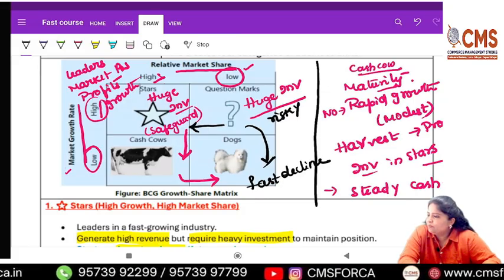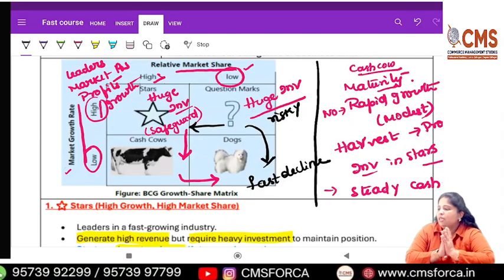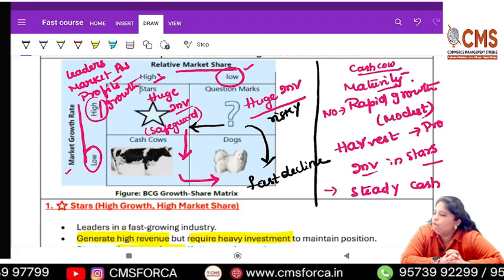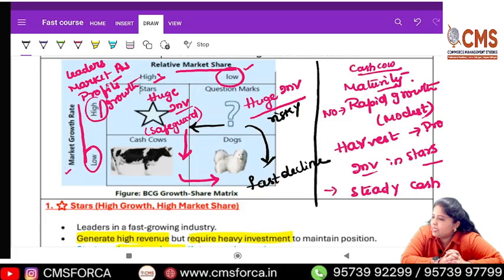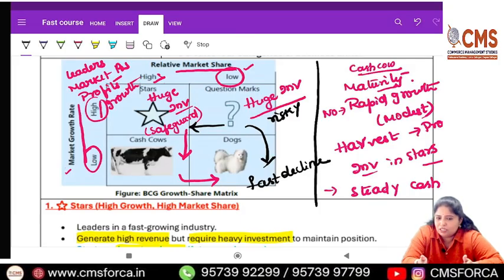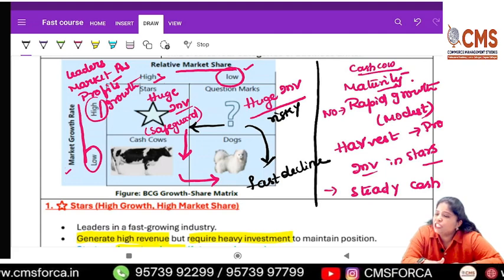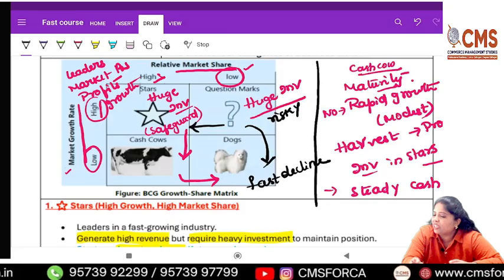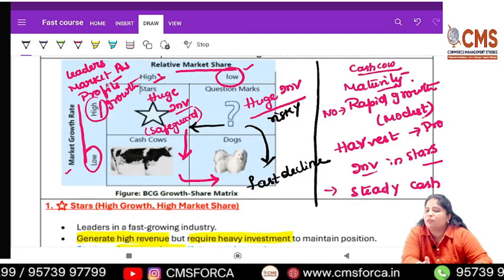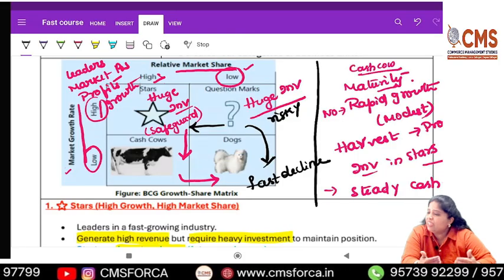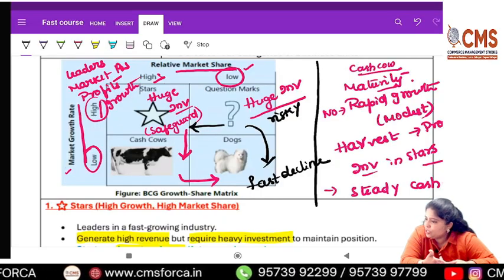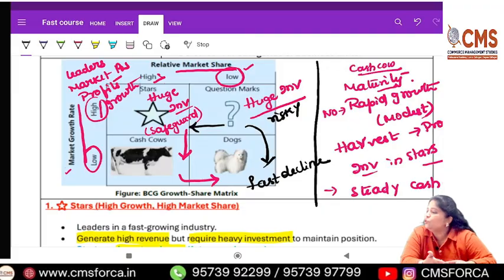Hope it's clear. Now, having seen this, let's talk about the pros and cons of the BCG matrix. The plus point of the BCG matrix is it provides a very good visual representation. It analyzes a business portfolio considering 2 factors, market share and market growth rate. It can be analyzed easily and it supports good investment decisions, where you should invest and where you should not invest.